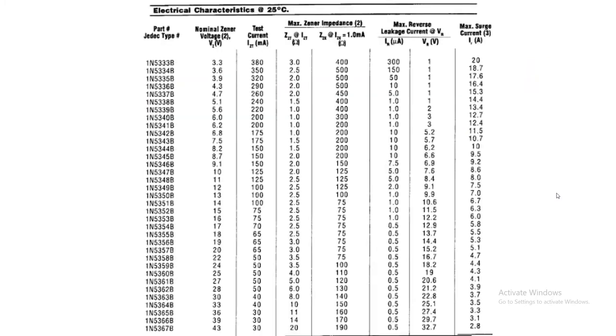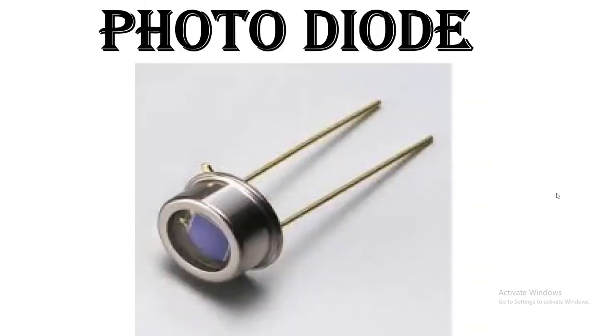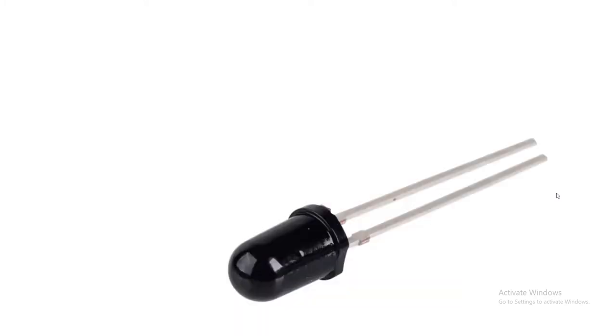This is the list of the different values of the Zener diode according to their voltage. The next type of diode is the photodiode. The photodiode looks like this. You can see here, there are also different types of photodiodes. The symbol of the photodiode is like this.